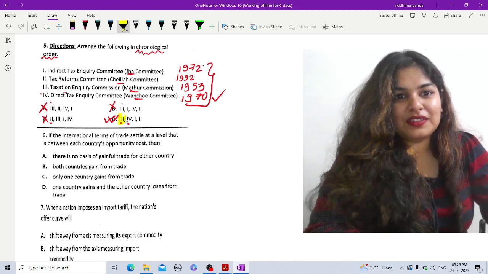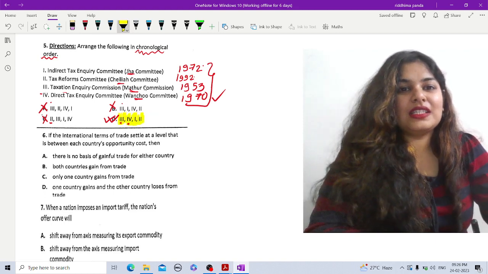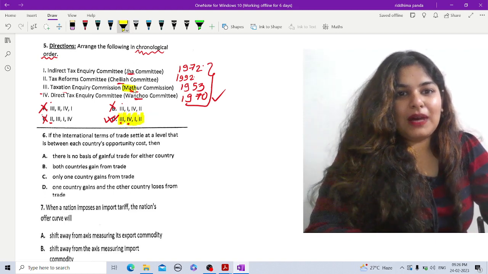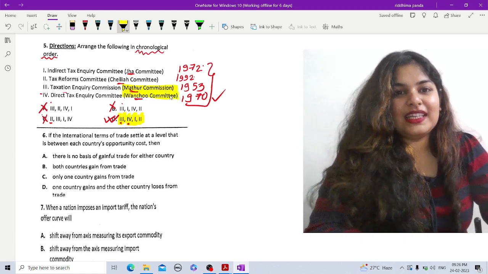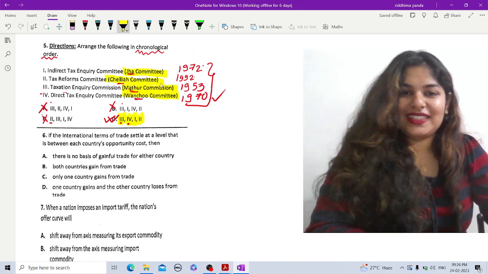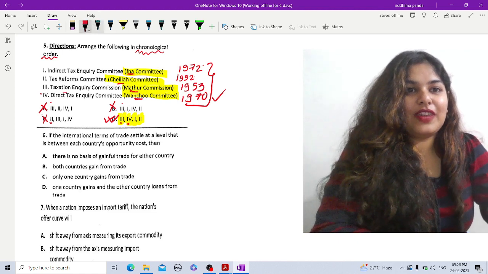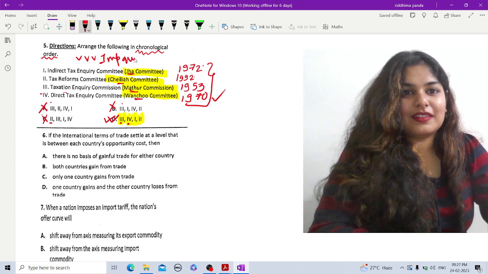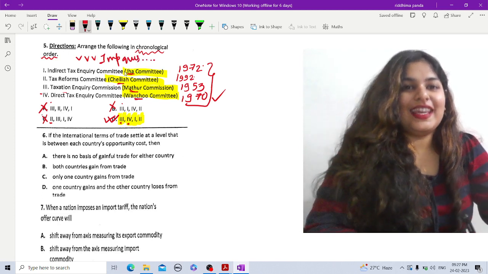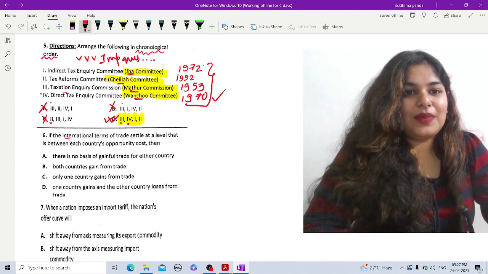So first is your Mathur committee. Second is Vanchu committee. Then JHA committee, and finally Chelia committee. This is very important. Remember, this is a very, very important question. Okay. Next question is from international trade.